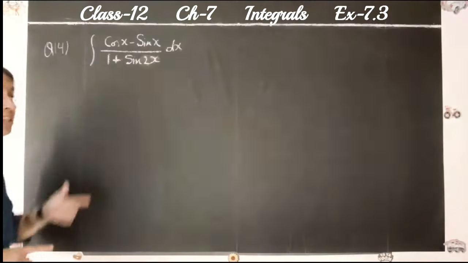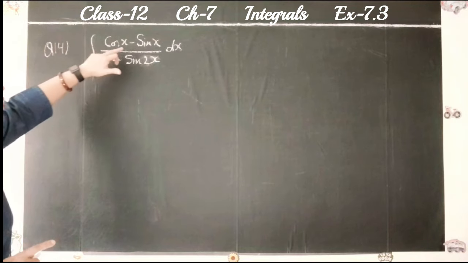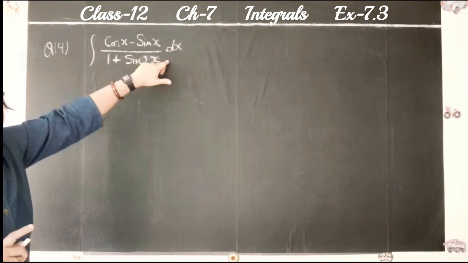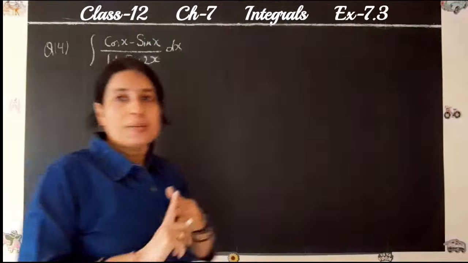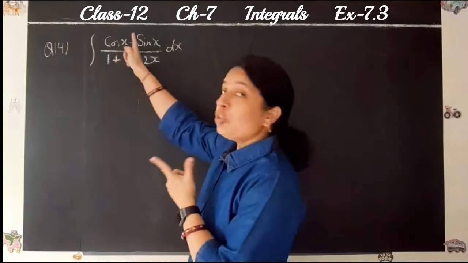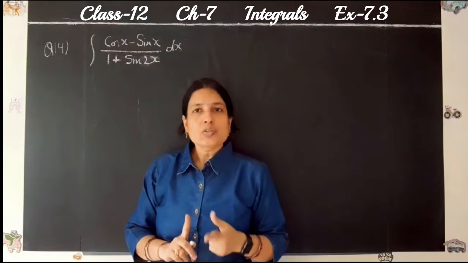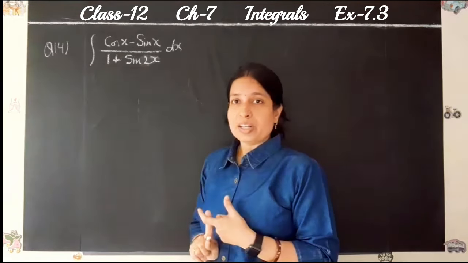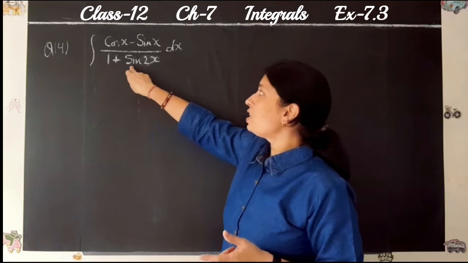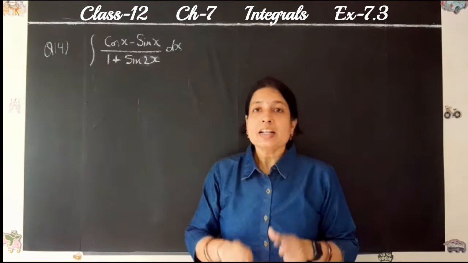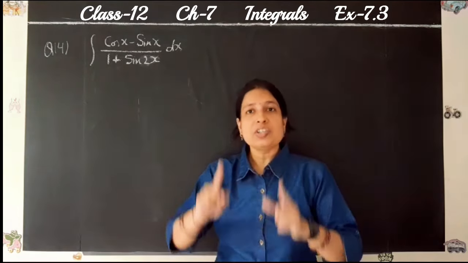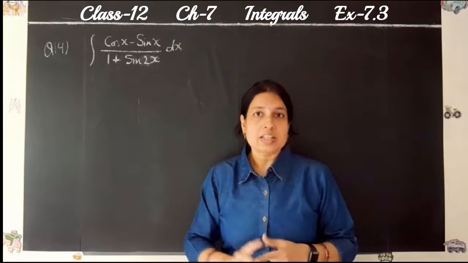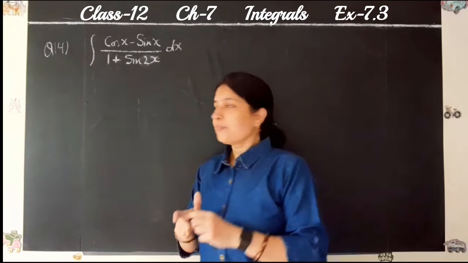So let us see the next question, question number 14. It is the integral of (cos x minus sin x) divided by (1 plus sin 2x) dx. So first of all we have to simplify this integral. Here in the numerator what is given? cos x minus sin x. There is no formula for cos x minus sin x. So we have to simplify this denominator. In the denominator it is given 1 plus sin 2x, and we know that sin square x plus cos square x is 1 and sin 2x is equal to 2 sin x into cos x. So let us use these identities here.